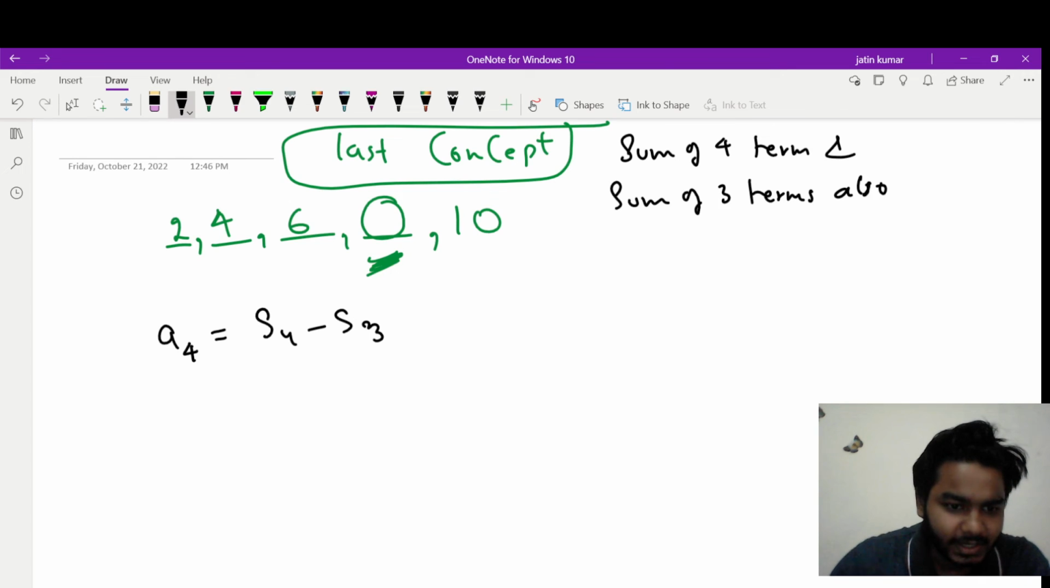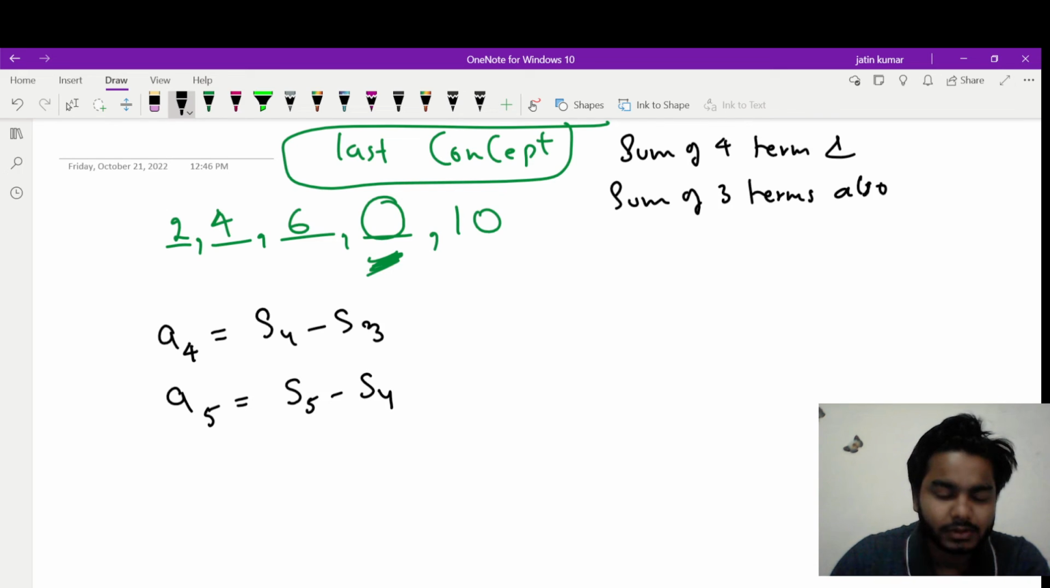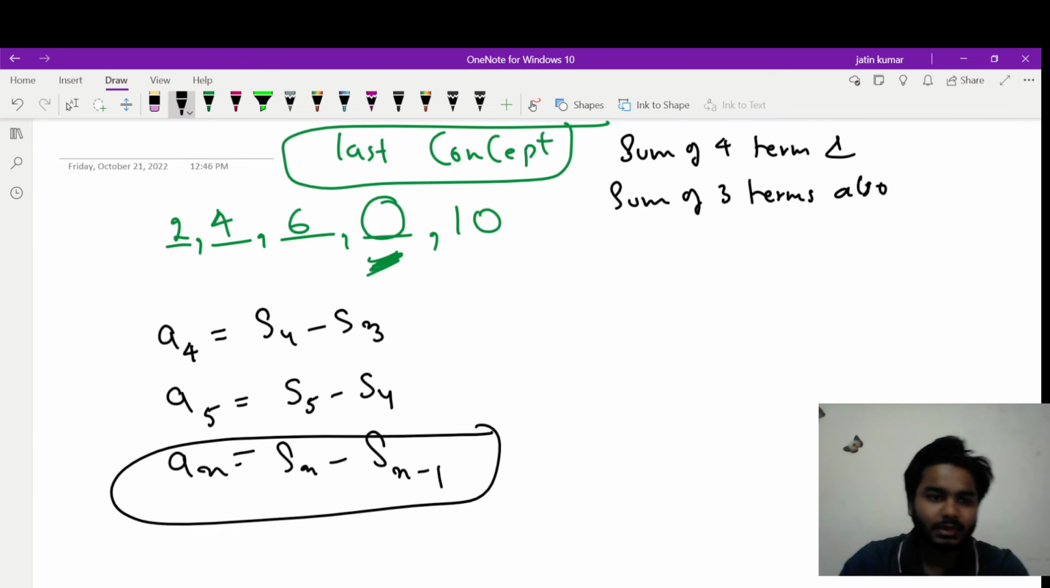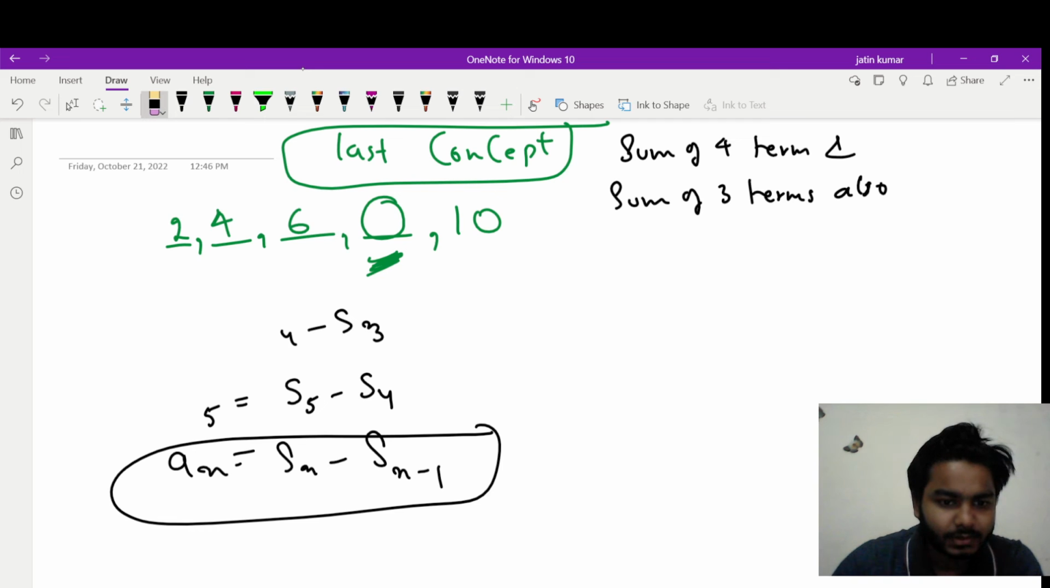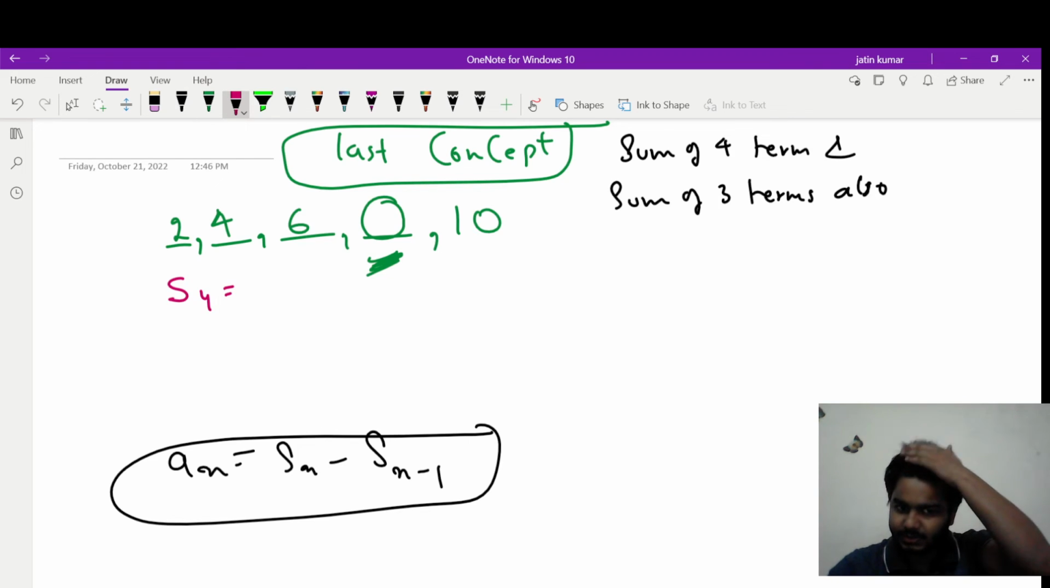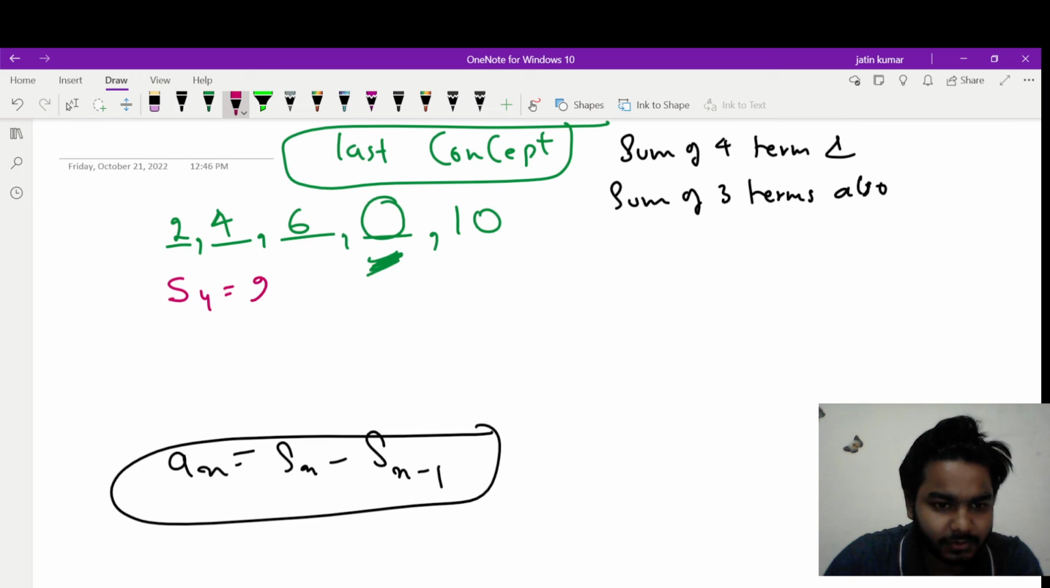Okay, in case I want to find the fifth term, then how will I find it? Sum of 5 terms minus sum of 4 terms. Can I write the formula like this? a_n is equal to S_n minus S_(n-1). Okay, this is the basic concept. Now if we apply it in this question itself, suppose the sum of 4 terms you are given as 20, and the sum of 3 terms you will find by the formula.